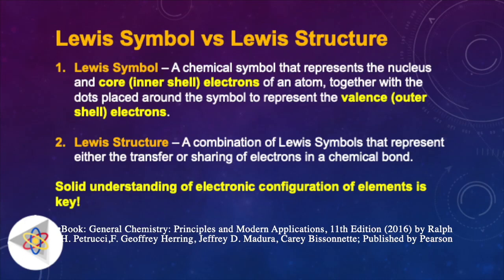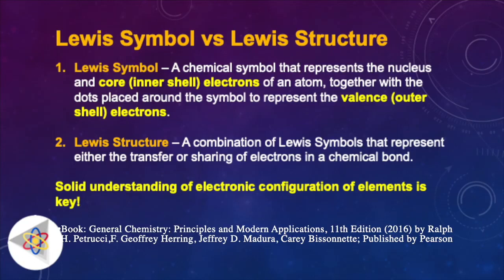Okay, so now we're moving on to Lewis structures. Ano nga ba ang Lewis structure? A Lewis structure is a combination of Lewis symbols that represent either the transfer of electrons from one atom to the other, so to form an ionic bond. So we can represent ionic bonds or ionic compounds by combining Lewis symbols. In the same way, we can also represent the sharing of electrons using a combination of Lewis symbols. So again, Lewis structure is the combination of Lewis symbols that represents chemical bonding.